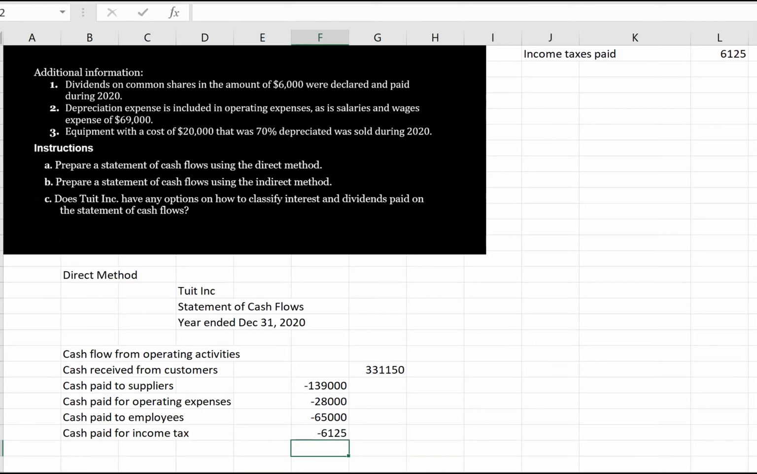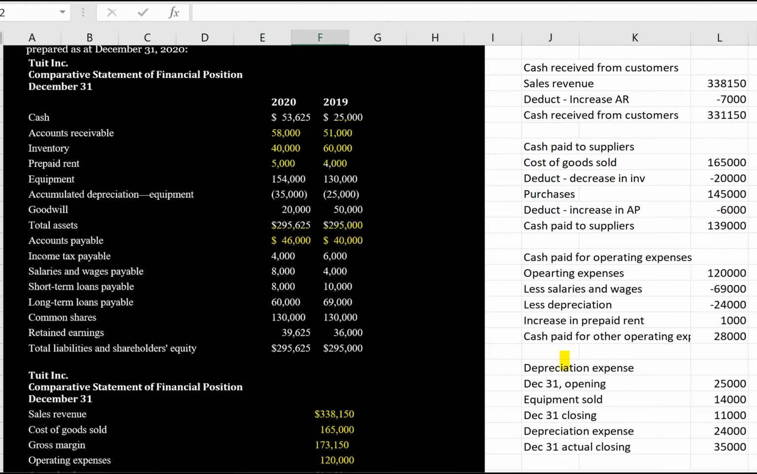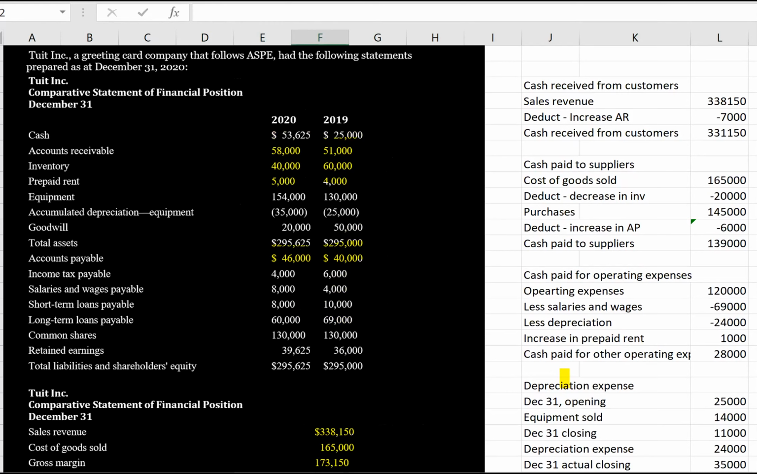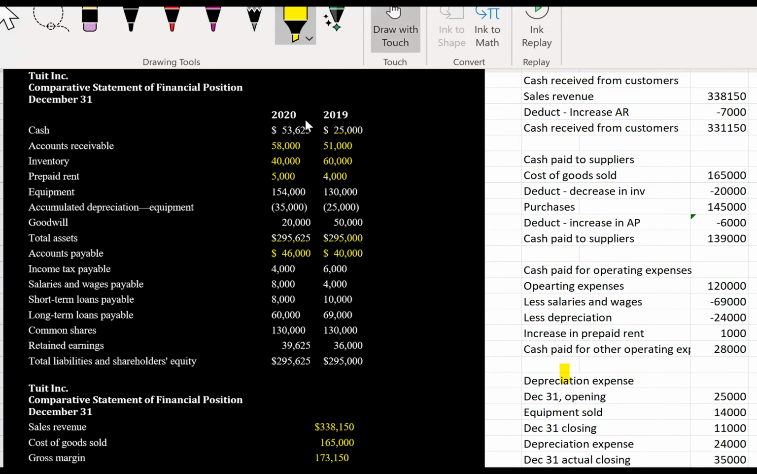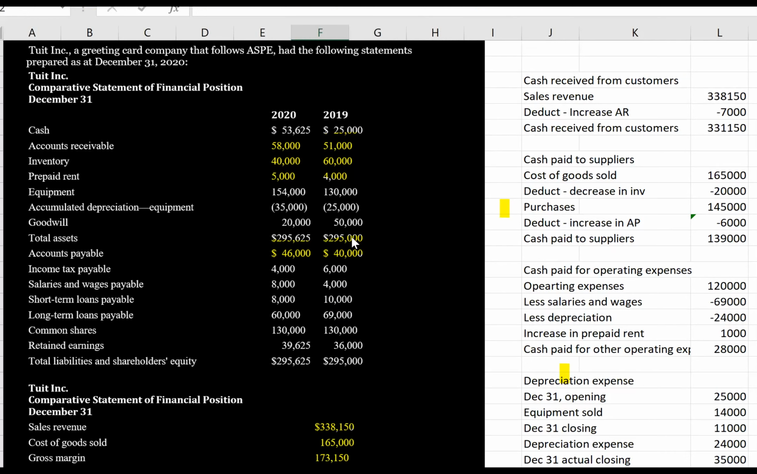Okay, so let's take a look up and see if we've covered off all of our operating items. Let's get out our highlighter and make sure we're marking off what accounts we've covered. So we've got prepaid rent. We still haven't dealt with equipment. We did deal with accumulated depreciation somewhat. We haven't dealt with goodwill. We dealt with income tax payable. We dealt with salaries and wages payable. And note that we're dealing with all the current assets. Equipment's not a current asset, which is why we haven't dealt with it, but prepaid rent is. So we've dealt with all the current assets.